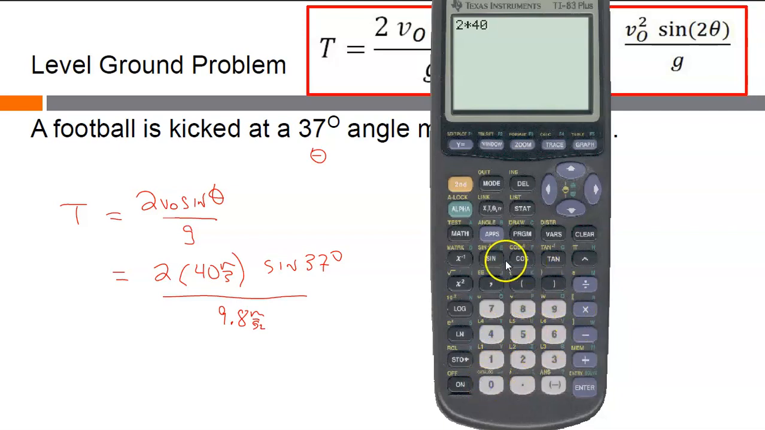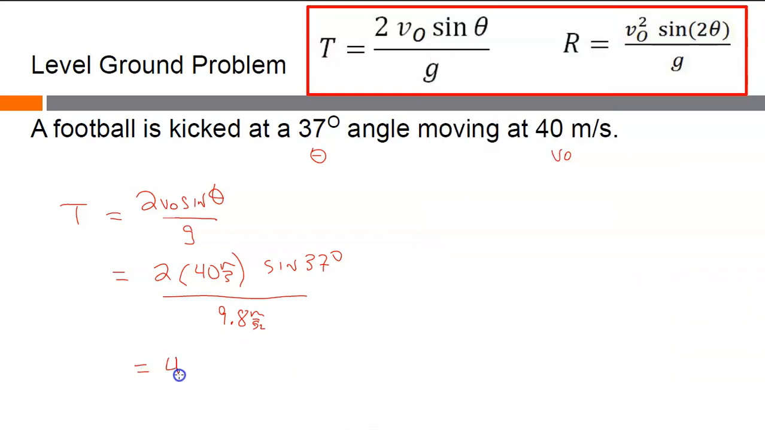2 times 40 sine 37. Do make sure that you close up the parenthesis right there, and then divide by 9.8. All right, so a football is going to spend 4.9 seconds in the air. Okay, and we're done. Again, we don't have to break apart the components of the initial velocity.